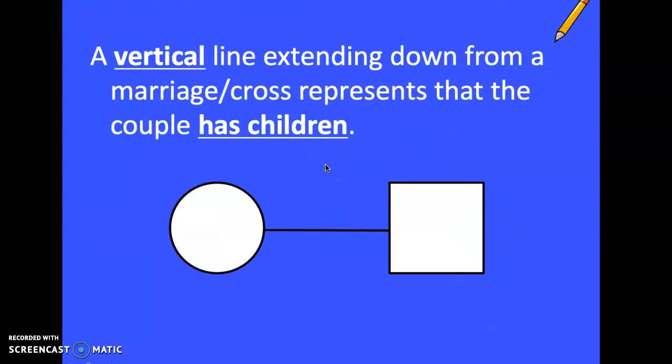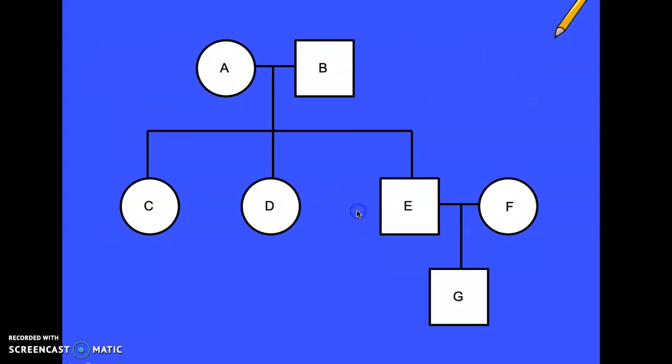A vertical line extending down from a marriage represents the couple has children. So, for example, that's saying these 2 people share a child together. Now, sometimes people, like females, will just have a single line. That means they weren't married, they just had that child. Okay? So if you're looking at this, you can see some different ones. Okay? All right, I might pause this. I might bring up a new one.